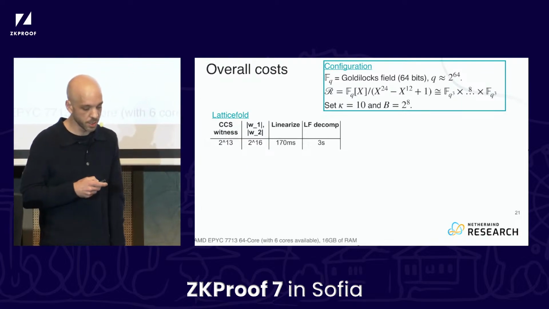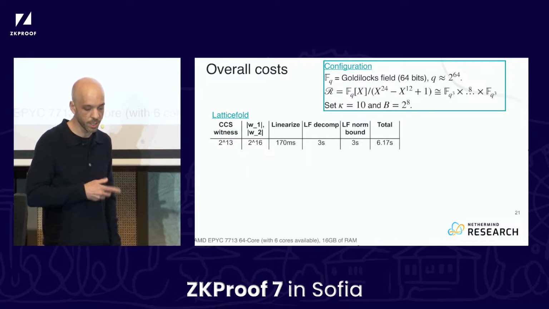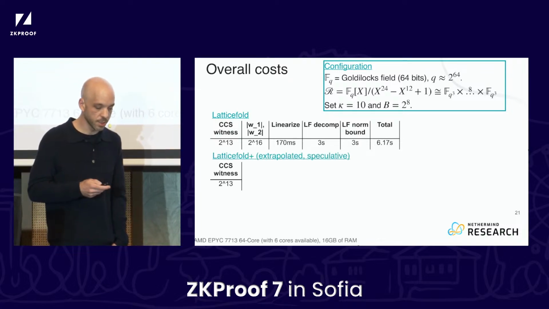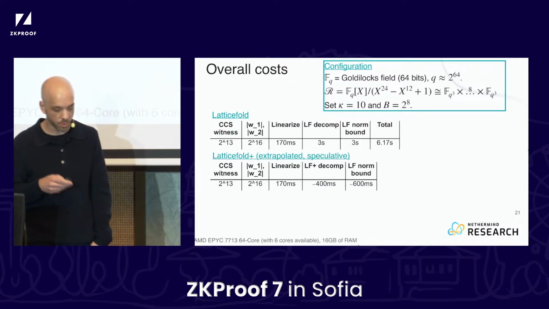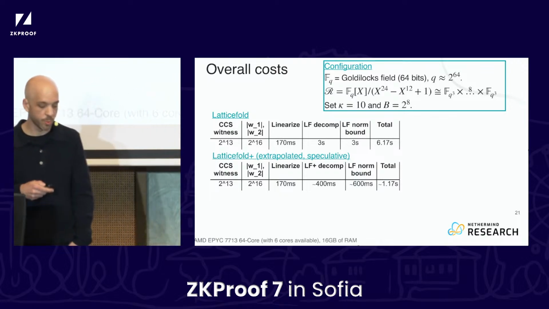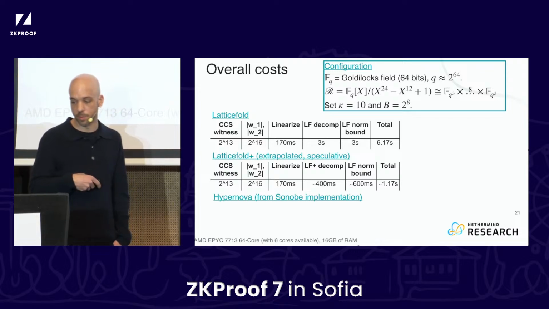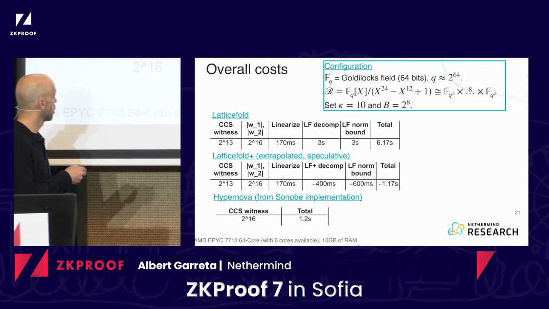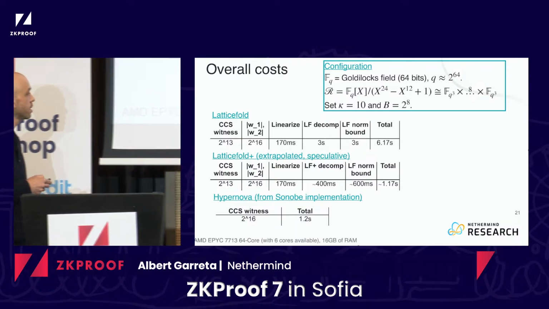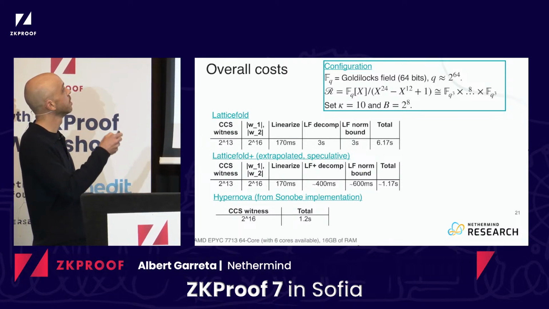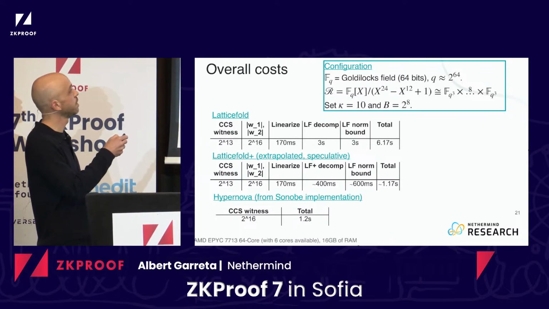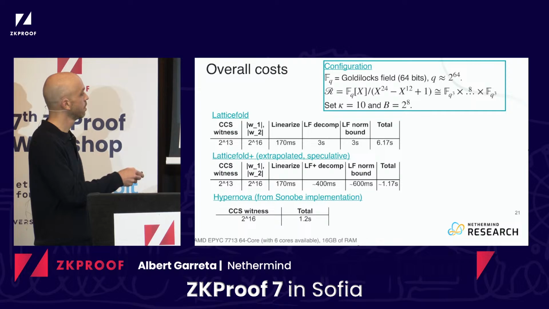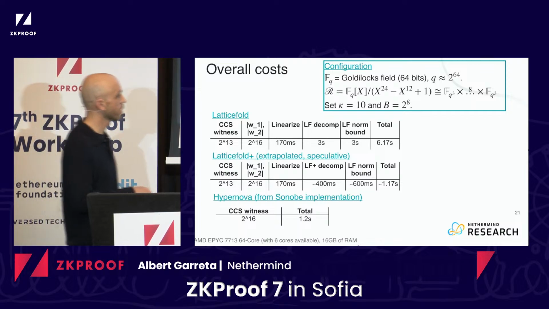So the cost of linearization is, well, these are the costs I mentioned already. In total, this gives 6.17 seconds. This is the extrapolated cost of LatticeFold Plus in the same configuration, which is about 1.17 seconds. And then regarding HyperNova, taken from the Sonobe implementation, committing to a CCS witness of size 2 to the 16. And here I put 2 to the 16 because a vector of size 2 to the 13 in this configuration stores 2 to the 16 field elements. The cost is 1.2 seconds.